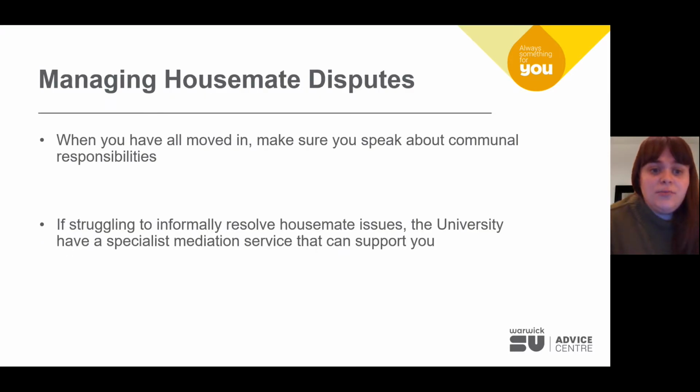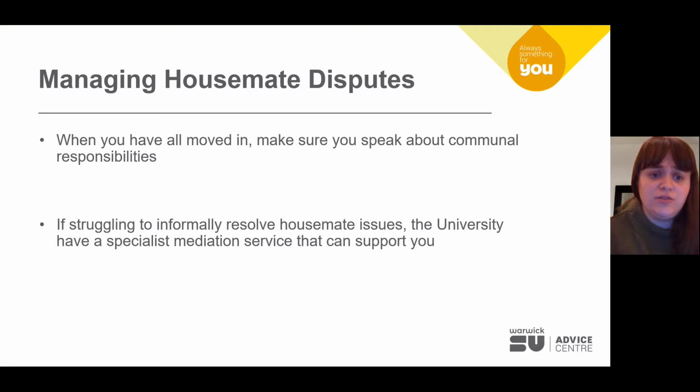So also managing housemate disputes. If you are living with other students, there might be occasions where there are disputes between housemates. In order to avoid any disputes, we'd always encourage you when you move in to speak about communal responsibilities. So if you are in a joint and several tenancy, there are certain responsibilities that everyone shares because you are treated as one. Or if there are communal areas such as a kitchen or a common room that you share, it is everyone's responsibility, any issues that happen in that area.